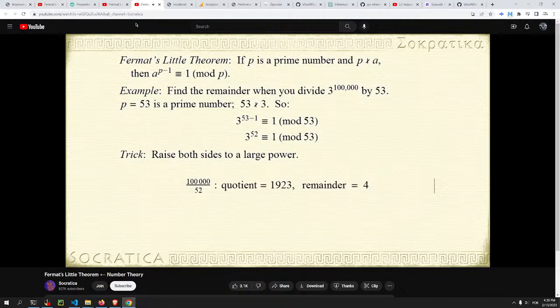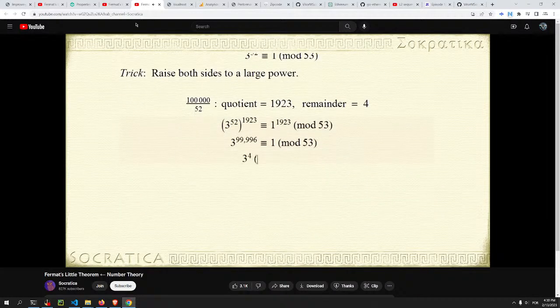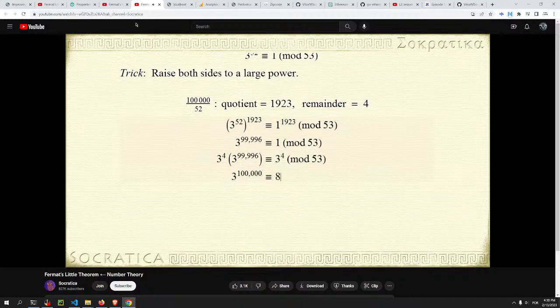So we're going to raise both sides of the congruence to the power of 1,923. On the left-hand side, we multiply the exponents, and we get 3 to the 99,996th power is congruent to 1 mod 53. We're almost to 100,000 on the left-hand side there. So we're going to multiply both sides of this congruence by 3 to the 4th. That gives us 3 to the 100,000th power is congruent to 81 mod 53. Okay, we can simplify the right-hand side. 81 is congruent to 28 mod 53. So if you divide 3 to the 100,000th power by the prime number 53, you will get a remainder of 28.